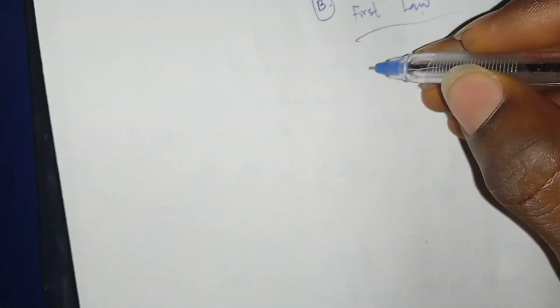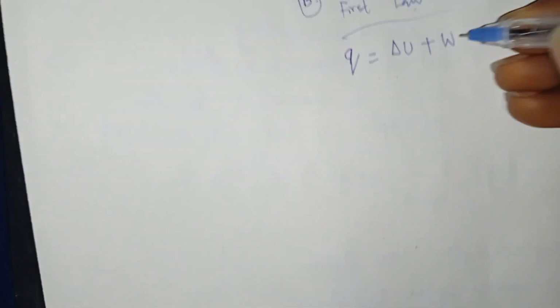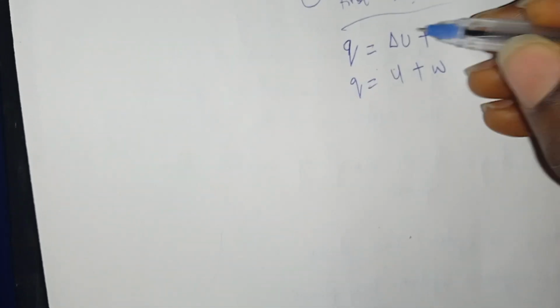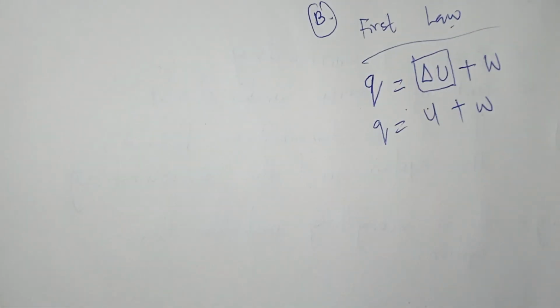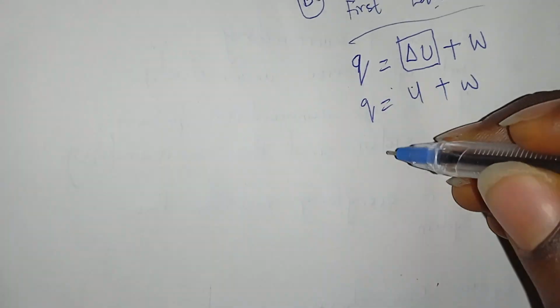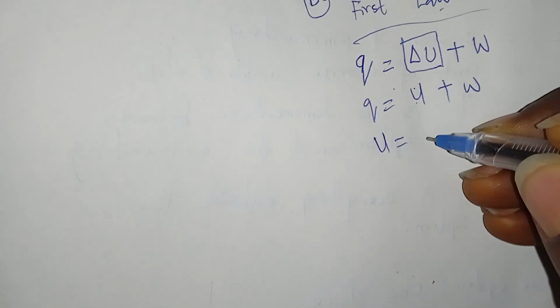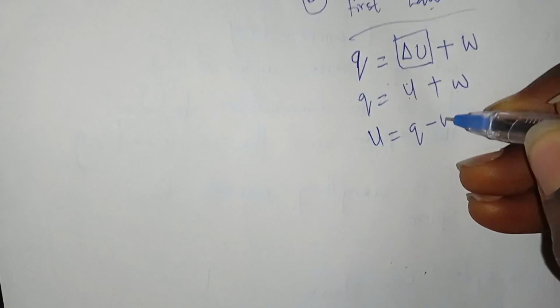Now, if a question comes and they tell you to define the first law of thermodynamics using an equation, it is simply Q equals delta U plus W. This is the same thing as Q equals U plus W. In some textbooks you see it as delta U, but it's talking about the same thing. So Q equals U plus W, where U means internal energy, or you call it enthalpy. This is the same thing as U equals Q minus W.